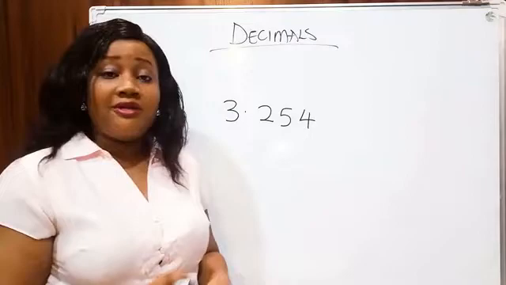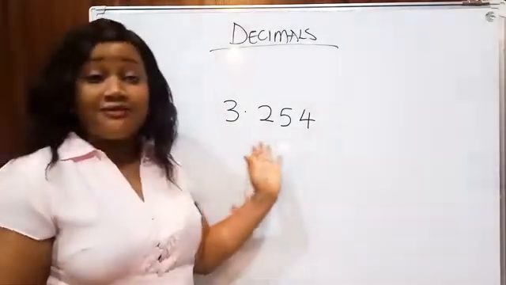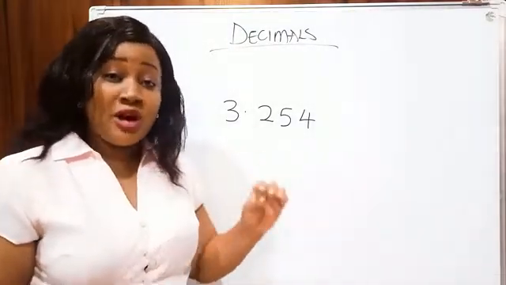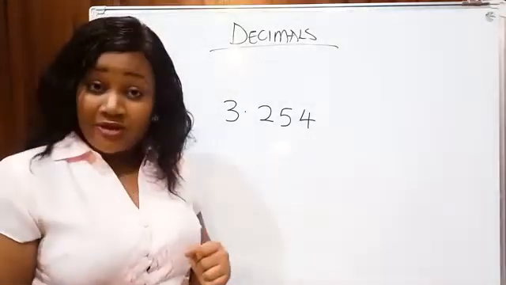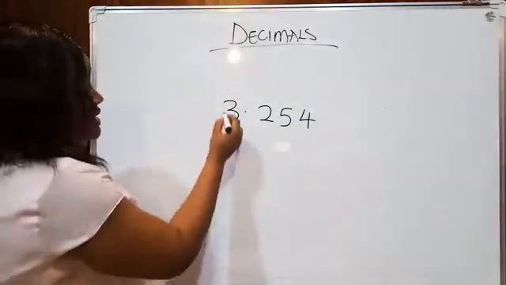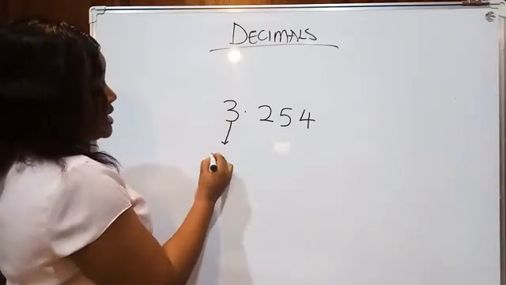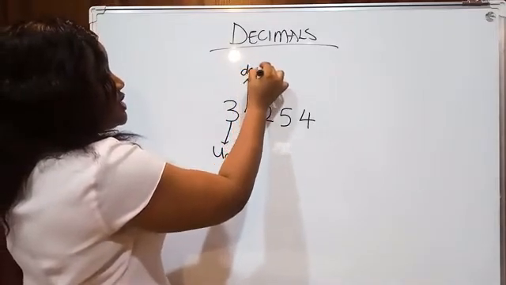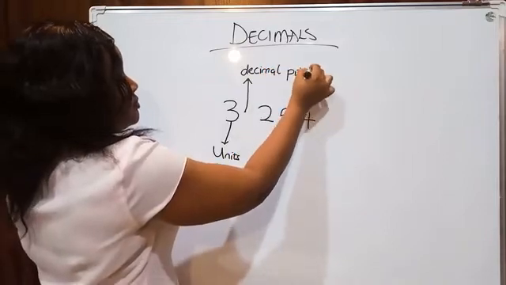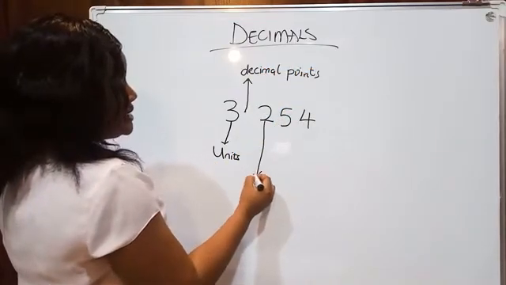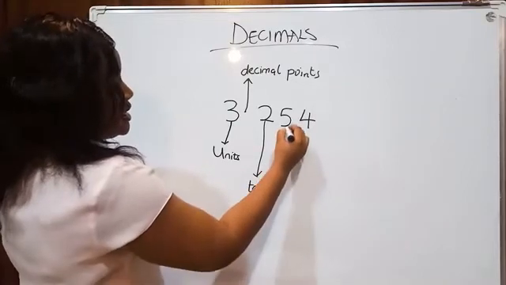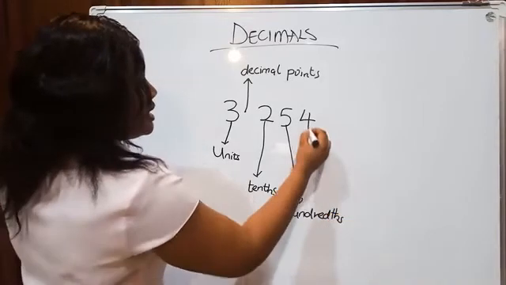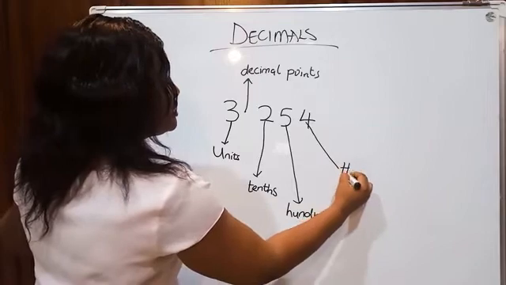Looking at this decimal fraction, they have different place values because they're going to be important to us during operations when you're trying to add, subtract, maybe multiply decimal fractions. Now let's look at the place values. This 3 here is units. This is the decimal point. That's where the fraction starts. This here is the tenth. This here is the hundredths. And this here is the thousandth.